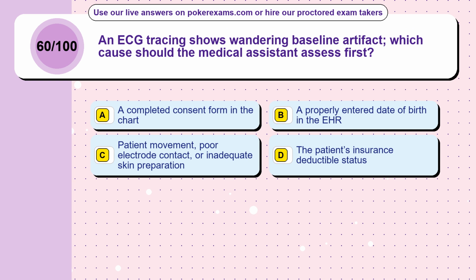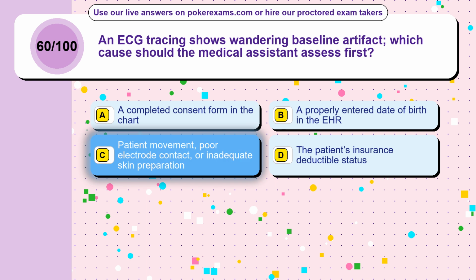Question 60. An ECG tracing shows wandering baseline artifact. Which cause should the medical assistant assess first? Option A. A completed consent form in the chart. Option B. A properly entered date of birth in the chart. Option C. Patient movement, poor electrode contact, or inadequate skin preparation. Option D. The patient's insurance deductible status.